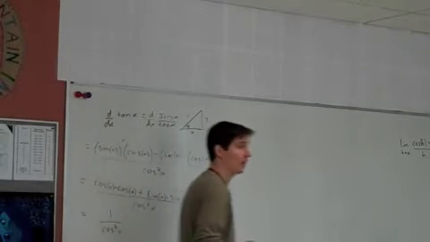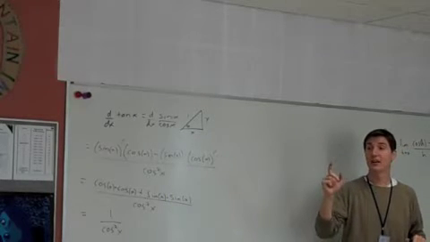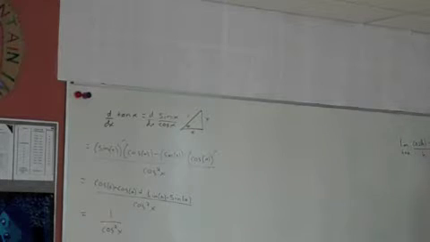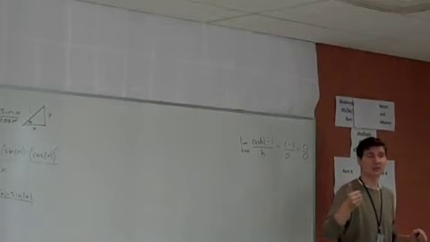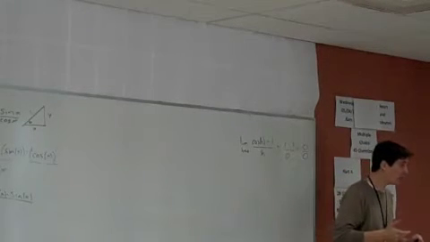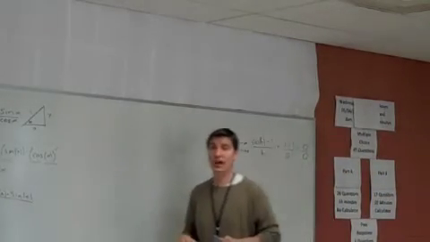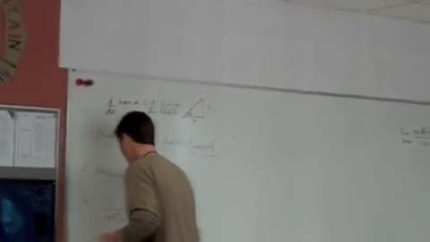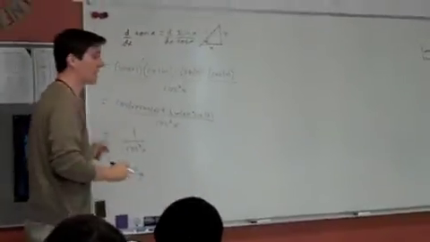1 over cosine squared x. Now what? It's not cosecant, it's what? How do I remember? It's the opposite. 1 over cosine is what? The secant. 1 over cosine is secant. So 1 over cosine squared is secant squared.